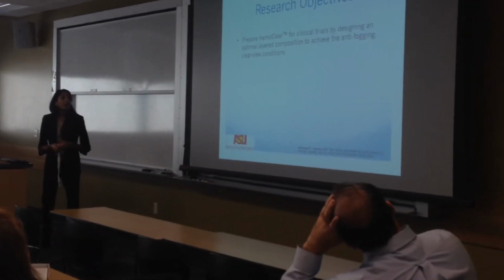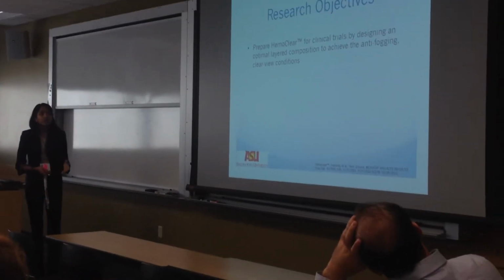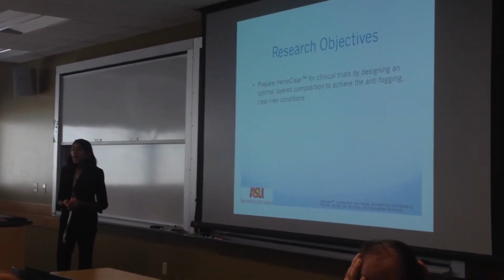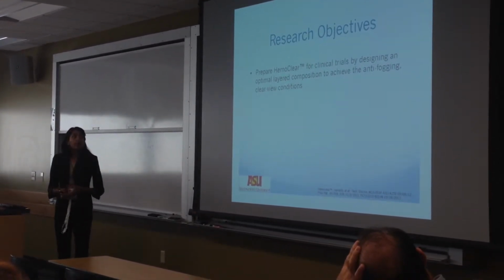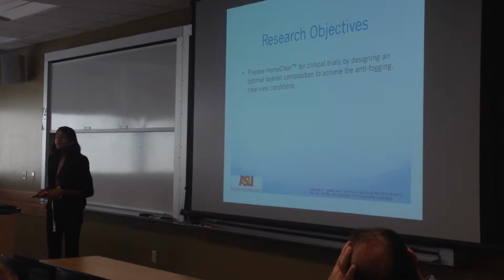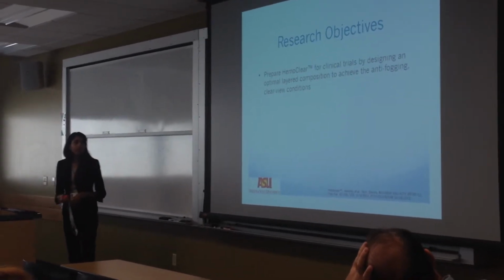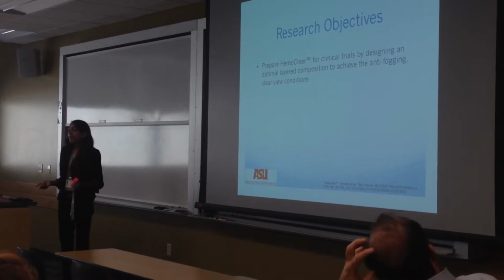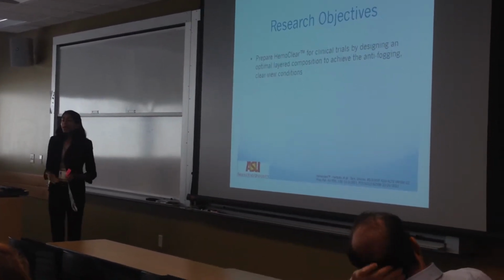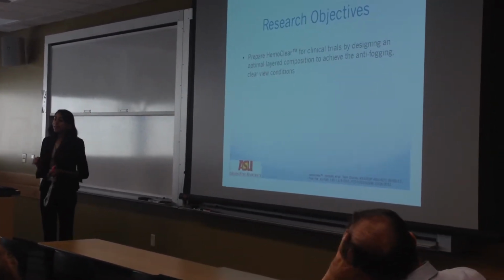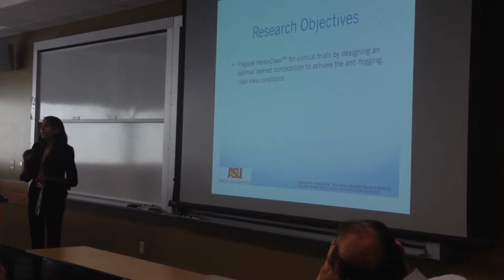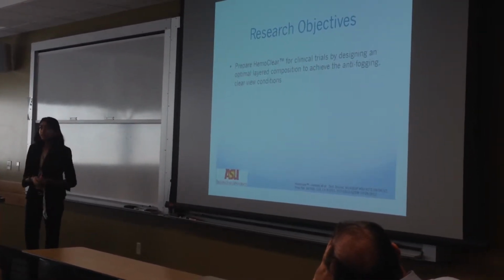So in this study, the main research objective was to find out how to apply HemoClear correctly to the lens surface to achieve optimal clear view conditions. We have VitreOx and we have fibrinogen, so how do we layer them? Do we mix them and then apply it to the surface of the lens? Do we apply VitreOx and then fibrinogen, or vice versa?